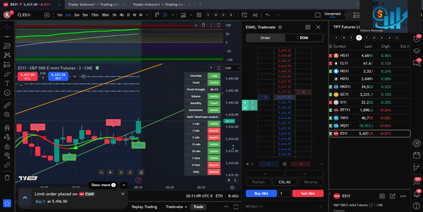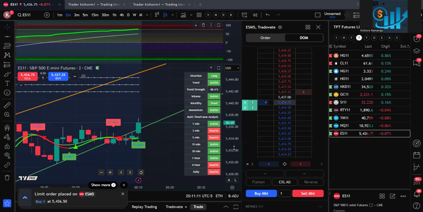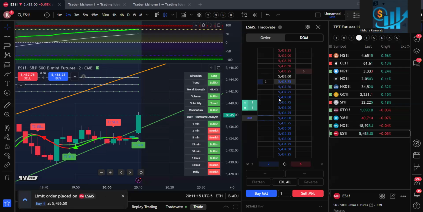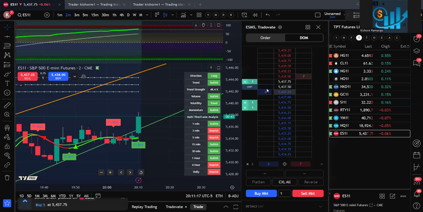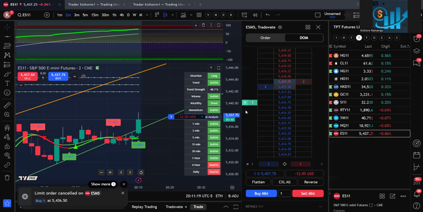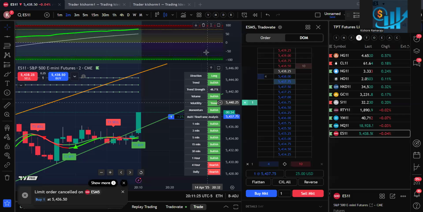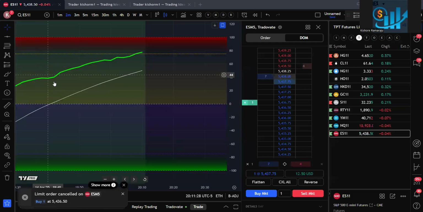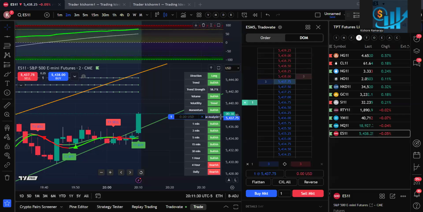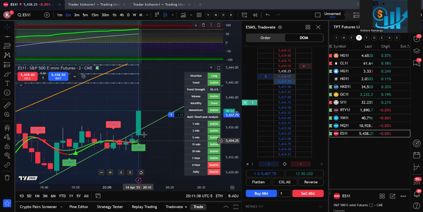I'm taking a long on yes. So I took a long on yes. Right? Basically, this condition satisfied, this condition satisfied, everything is looking green, and we got a buy signal. The buy opportunity is also close to the T5 line.